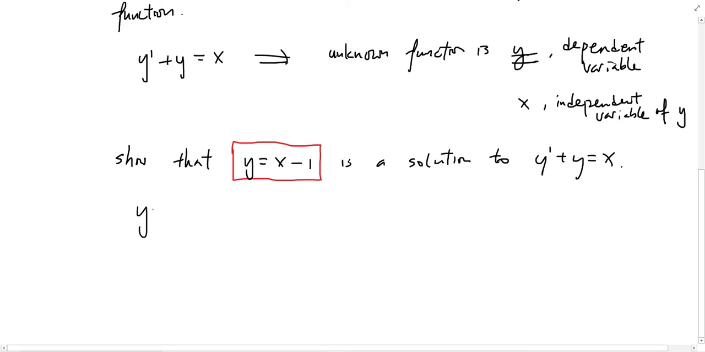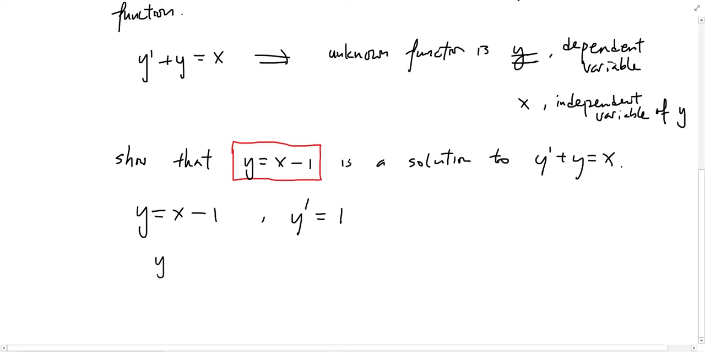So I'm going to define first, I know y is equal to x minus 1. And therefore, y prime would just equal 1. The derivative of x minus 1 is just 1. So now what I'm going to do is try to see if I take the left side of the equation, would that become the right side when I plug in y and y prime?